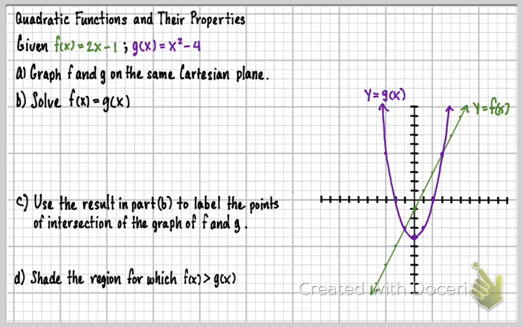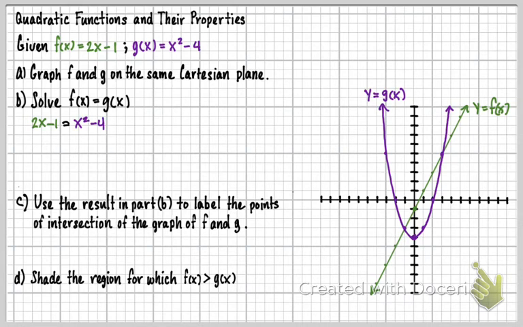Part B says solve the equation. So what that means is I have f of x equals g of x. So I can just simply plug it in for that. So f of x is 2x minus 1. So I can say, hey, 2x minus 1. And then I can say equals. And then g of x is x squared minus 4. So I just put x squared minus 4. And then I just solve for x here.